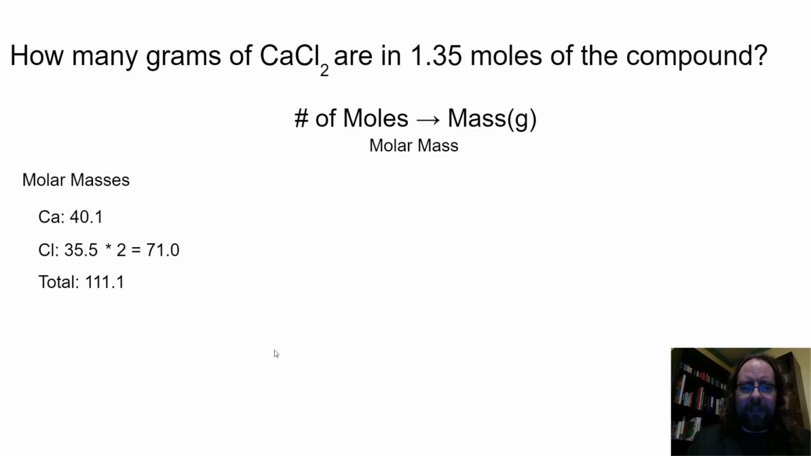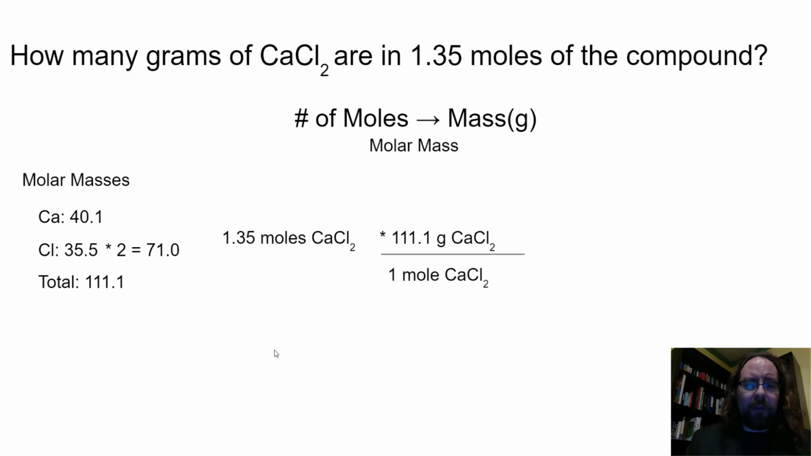So to go through the systematic process, we take what we start with, which is 1.35 moles of calcium chloride. And I'm going to multiply that by the ratio of 111.1 grams of calcium chloride per 1 mole of calcium chloride. Now I get this conversion because the molar mass of calcium chloride, 1 mole, is 111.1 grams. We found that over here.